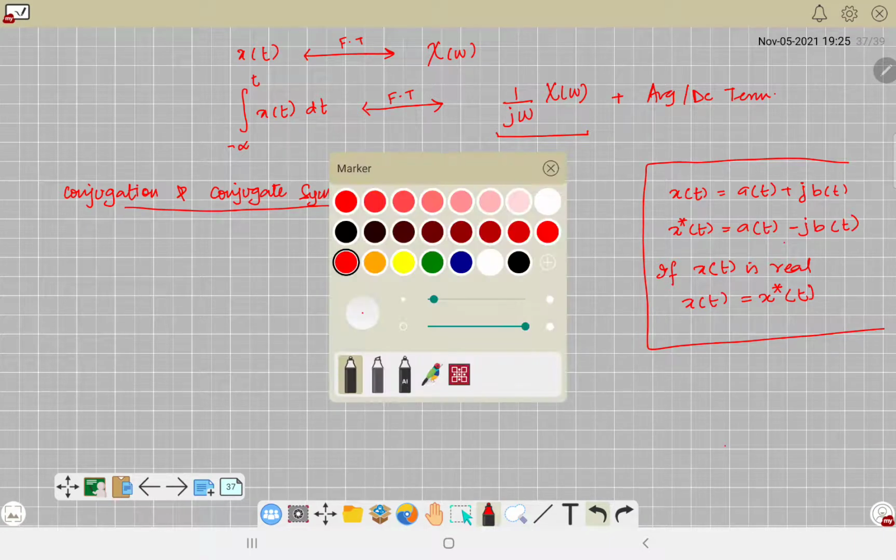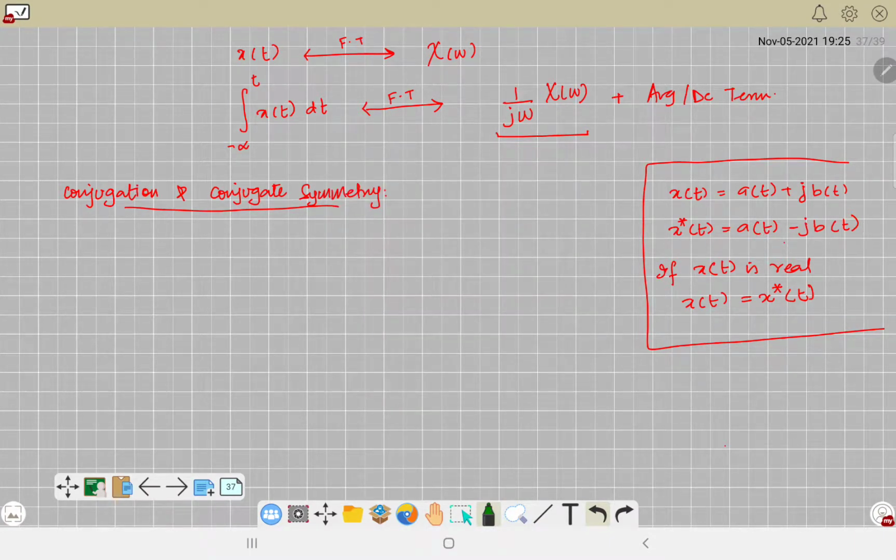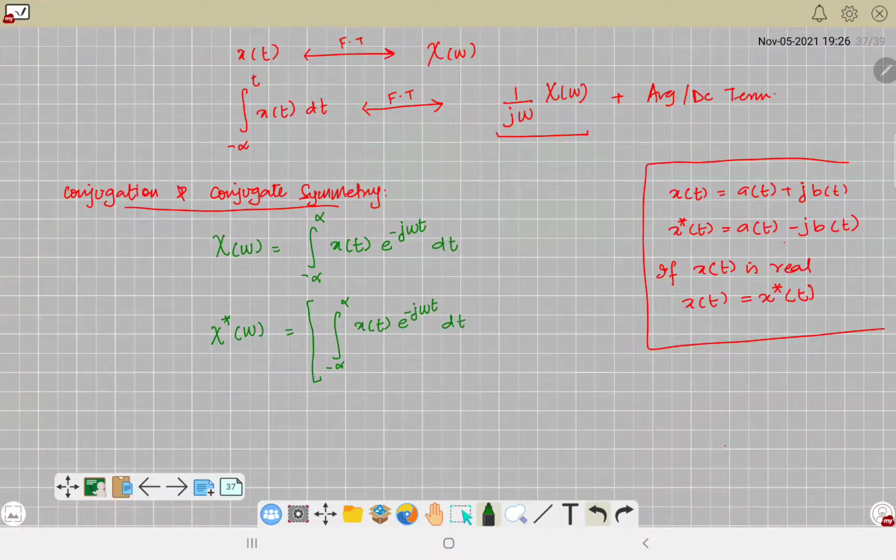Now we'll try to understand this conjugation property in the Fourier transform. So again, if we start with this, that X of omega is equal to the integral from minus infinity to plus infinity of x of t e raised to the power minus j omega t dt. This is the Fourier transform, the forward equation. And if we take the conjugate on both sides, on the left hand side I will have X conjugate of omega, and on the right hand side I will have the integral from minus infinity to plus infinity of x of t e raised to the power minus j omega t dt, whole conjugate.